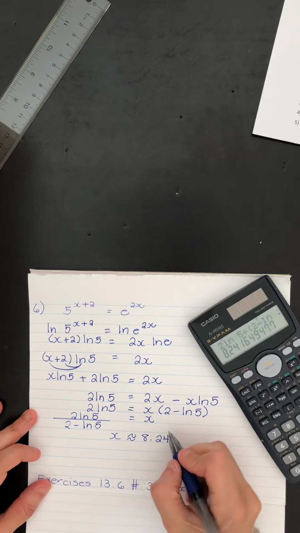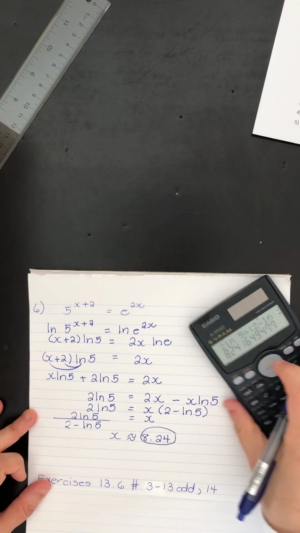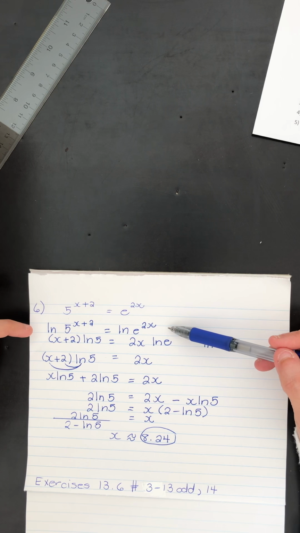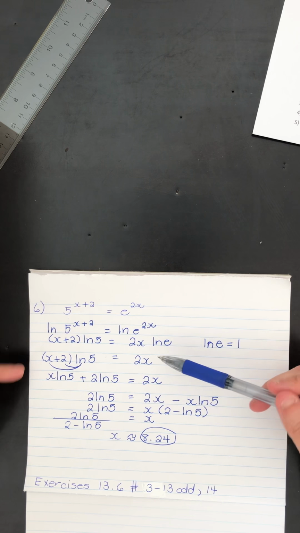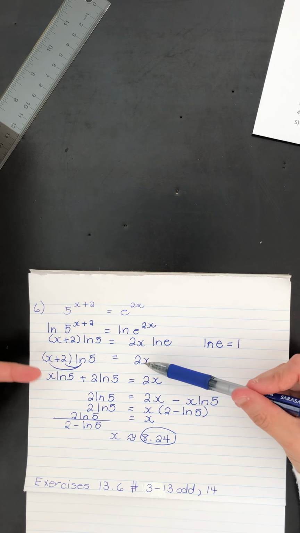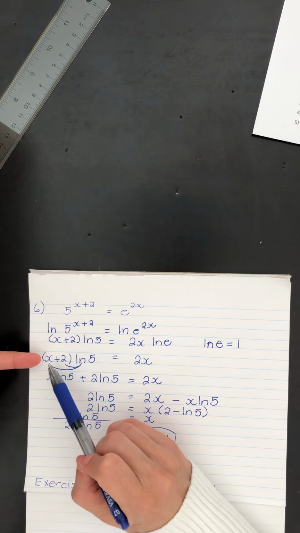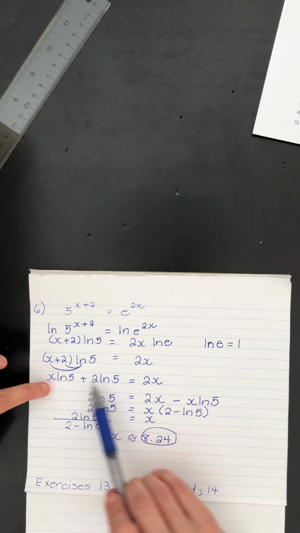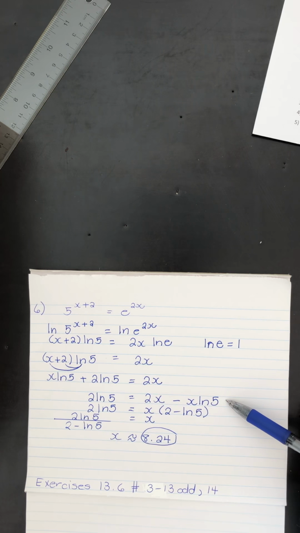Okay? So again, this one was a little bit tricky. After we took the logarithm of both sides and brought those exponents forward, we had this, an x here and an x trapped inside here. So we opened up the bracket, collected like terms, and then proceeded to isolate x.